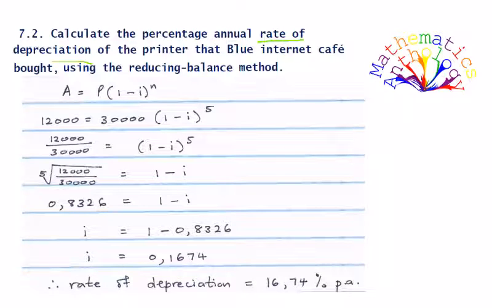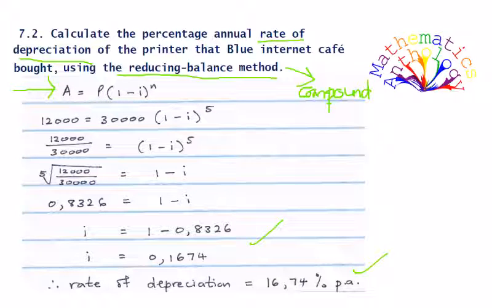7.2. Calculate the percentage annual rate of depreciation of the printer that Blue Internet Cafe bought using the reducing balance method. Now, reducing balance method means compound interest, and if they're asking here for the rate of depreciation, there's two formulas from the data sheet that we have to choose from. One is for the simple interest depreciation, and the other is for compound interest depreciation. So here, reducing balance method, we choose the formula for compound interest depreciation, which is A is equal to P into 1 minus i to the power n, where A is your final value and P is your initial value, n is your number of years.